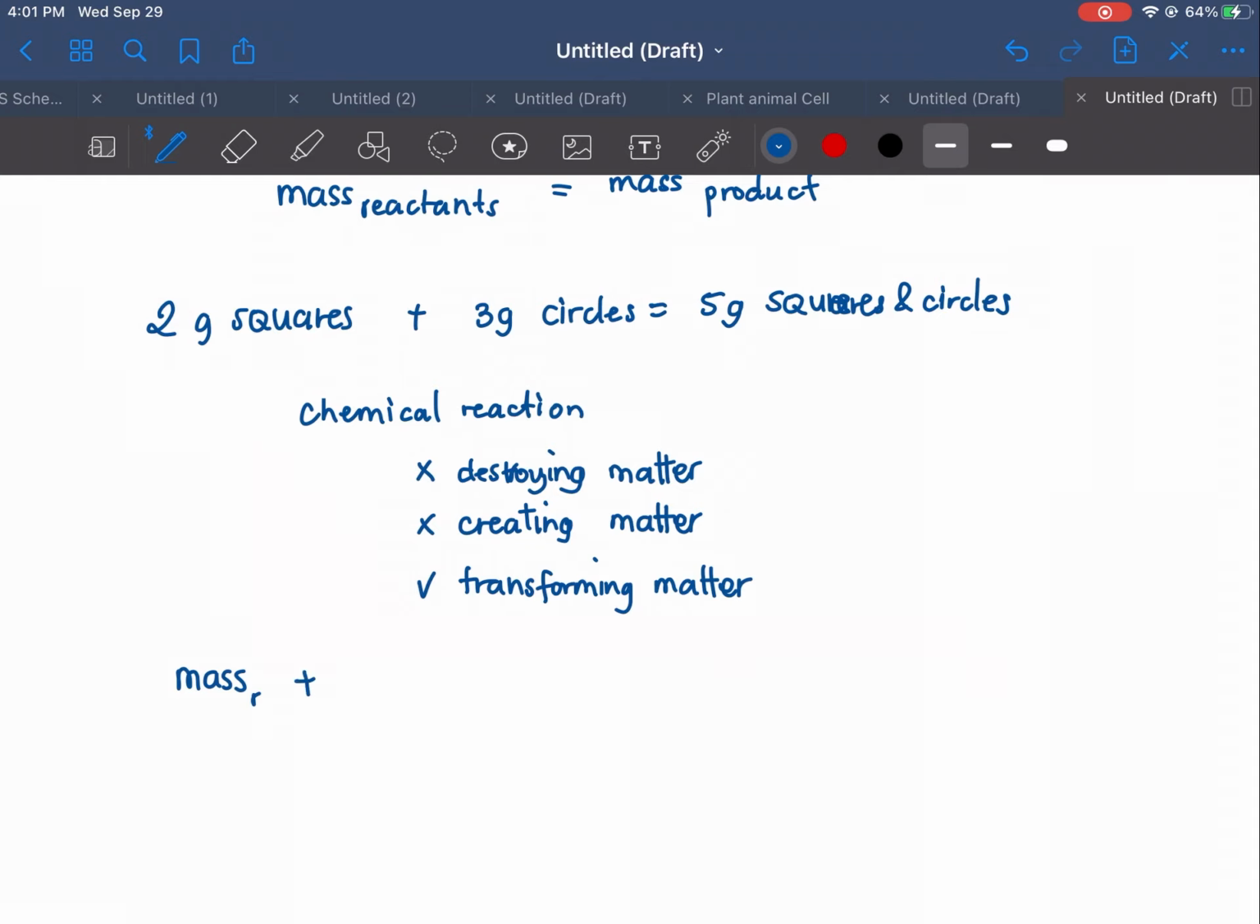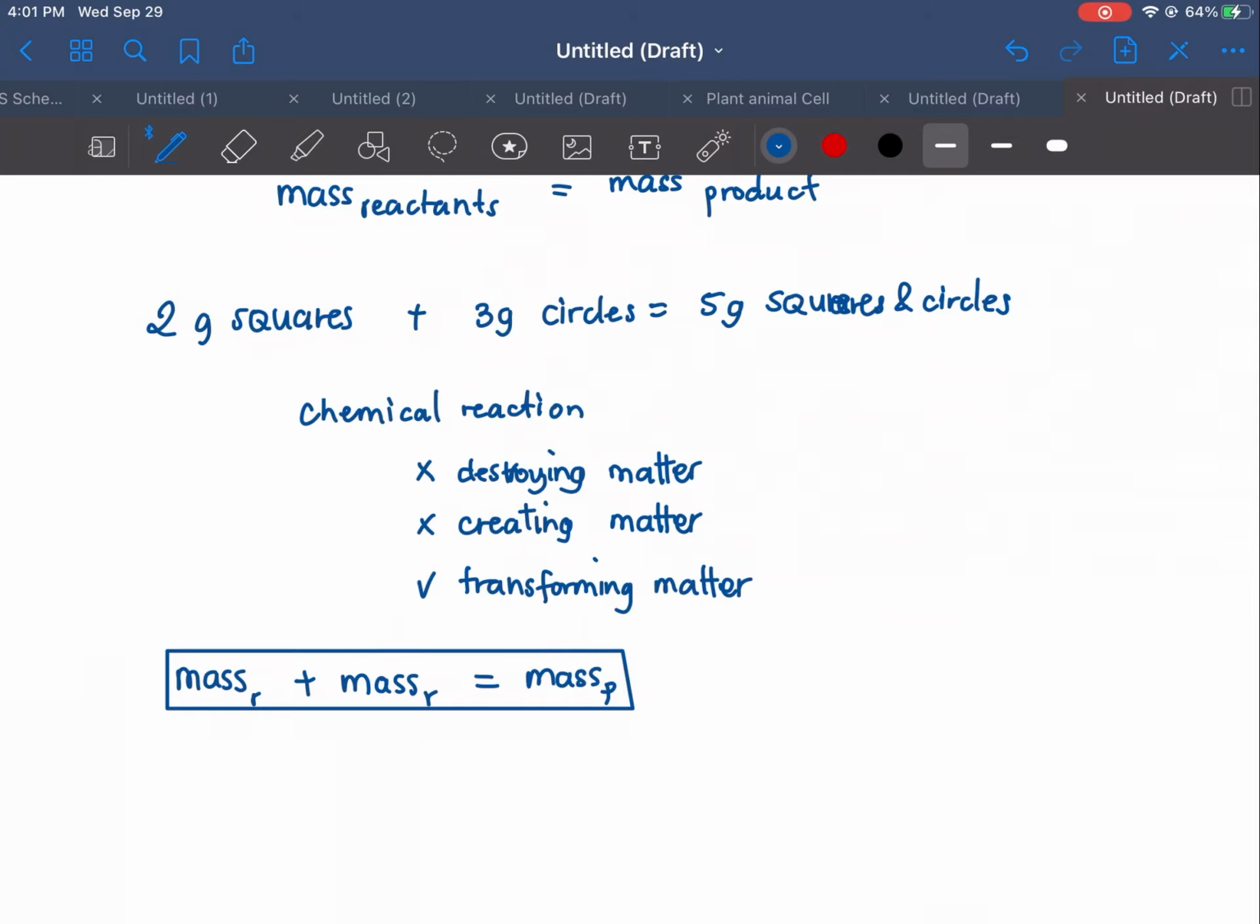All right, here's the formula you can use: mass of the reactant plus the mass of the other reactant should be equal to the mass of your product. In your handout, there are a couple of questions regarding this. This is the formula you are going to be using.